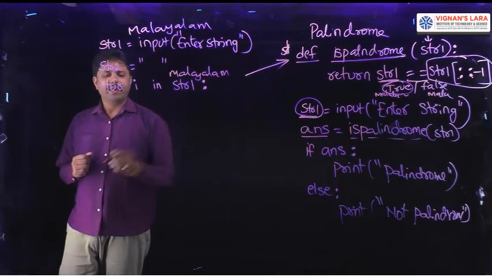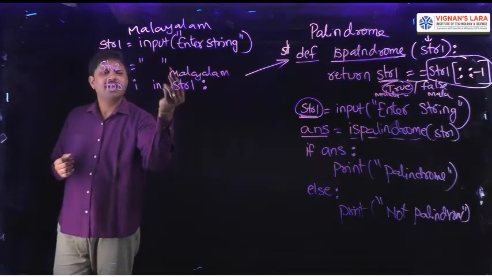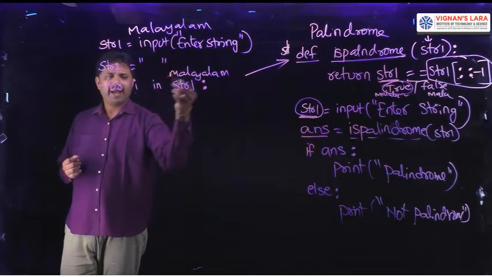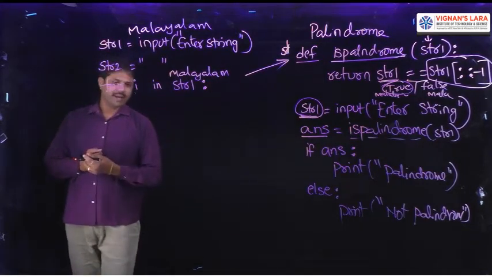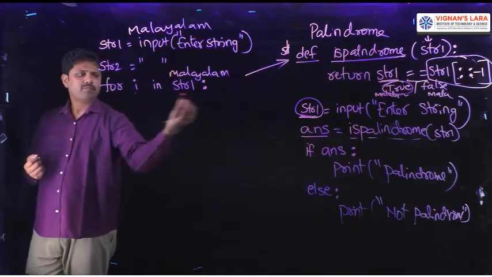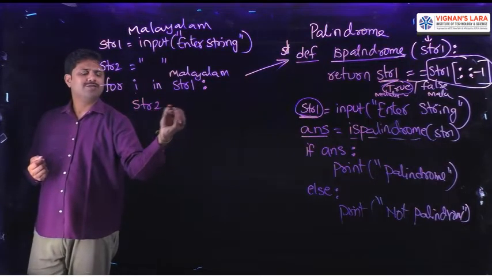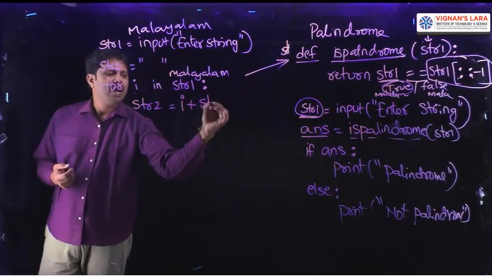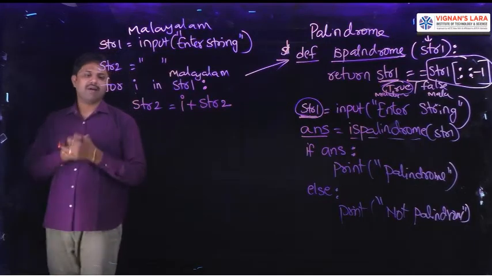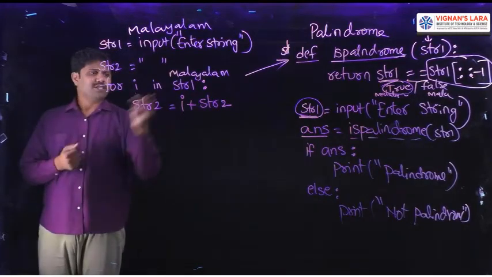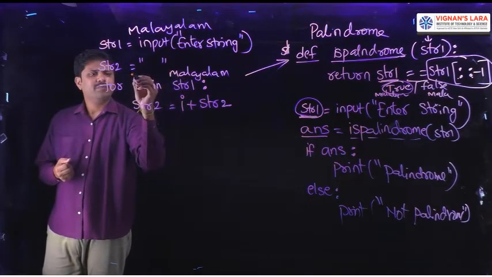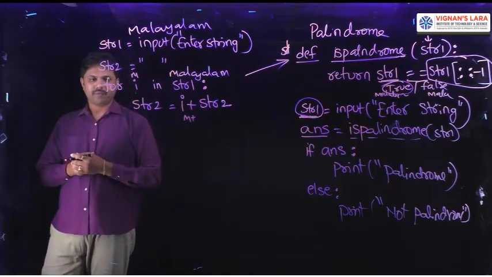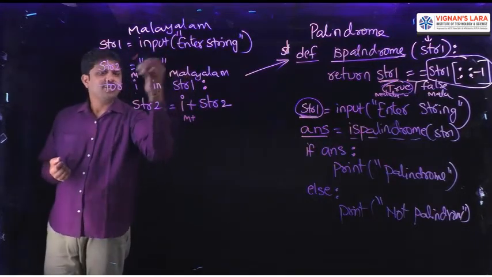What happens here? For the first iteration, M comes to i. For the second iteration, A, L, A, Y, A, L, A, M. Like that you will get. See what happened? str2 equals i plus str2. I am using a statement like this. For the first iteration, M comes to i. So M plus the empty string, so there is nothing.